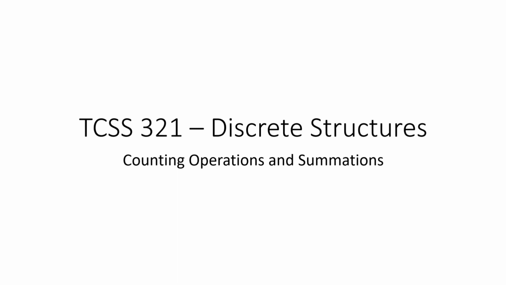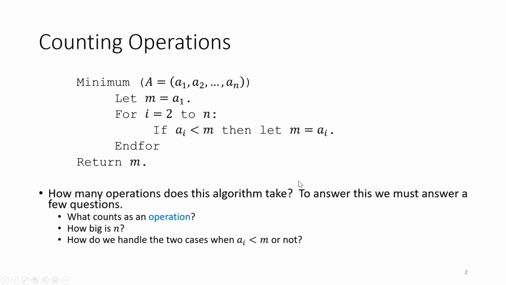All right, welcome. So in this video, I want to start talking a little bit about analyzing our algorithms. The last couple of videos we were looking at proving them correct. Now I want to count some of the operations that they take. And so we're going to start with the same algorithm that we were looking at in an earlier video, a couple of videos ago, the minimum algorithm.